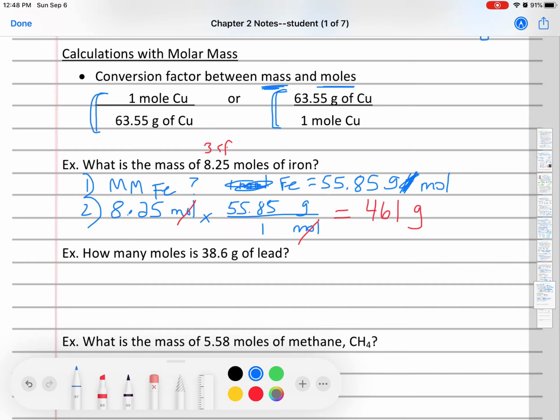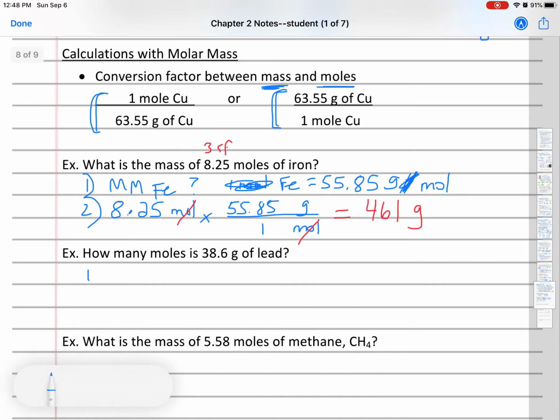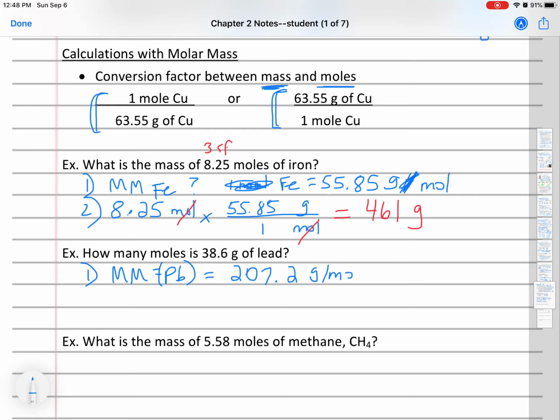Next example problem. How many moles is 38.6 grams of lead? Well, first thing we need to know is the molar mass of lead. And lead is Pb, by the way. It's where plumbing got its name from, because the Latin name for lead was plumbum, and then we changed it. If we look at the periodic table, we find lead, and the molar mass is 207.2 grams per mole.